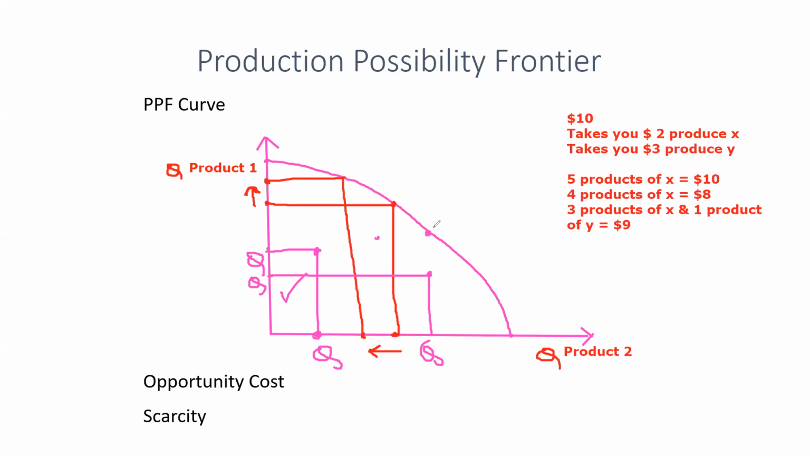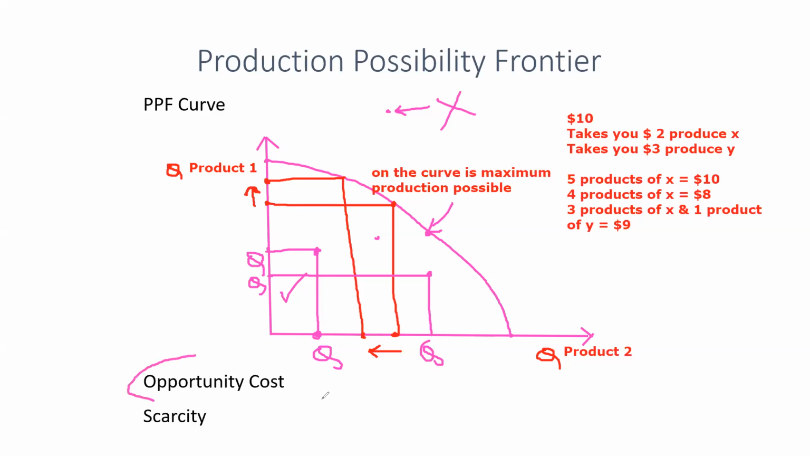Anything on the curve is the maximum production possible. So let's say on the curve is maximum production possible. And anything outside, so let's say you got a point over here, for instance, this point, this cannot be achieved in the given situation. So that's your production possibility frontier because of scarcity.